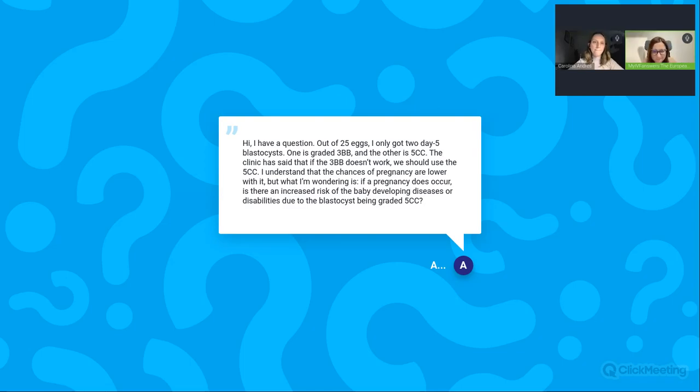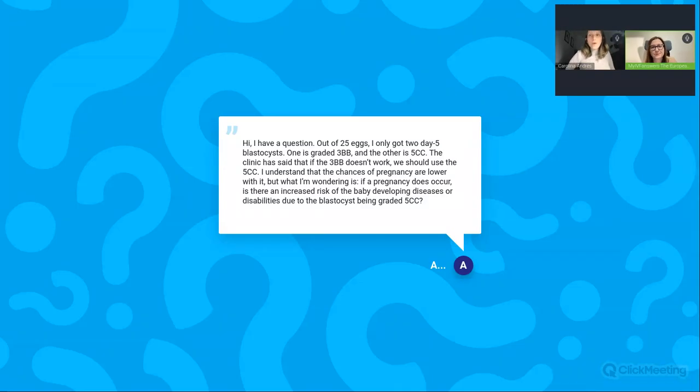Let me just read the first question from Anna with some information. Let me show you this briefly as well, so you see it and know what we mean here. So out of 25 eggs, I only got 2 day 5 blastocysts. One is graded 3B and the other is 5C. The clinic has said that if the 3B doesn't work, we should use the 5C. I understand that the chances of pregnancy are lower with it, but what I'm wondering is, if a pregnancy does occur, is there an increased risk of the baby developing diseases or disabilities due to the blastocyst being graded 5C?